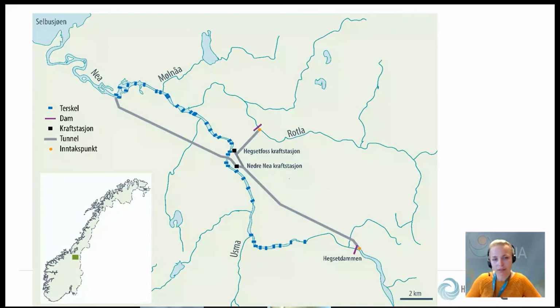And just to make it easier for you to see, here's a map of the same stretch. And you can see that there's a tunnel running from this reservoir, which are the gray lines. And so quite a large part of this river has deferred water. And to compensate for that, like mitigation measures, there are lots of weirs, like these blue lines. In Norwegian, it's terskel. But there are 32 weirs on this stretch.